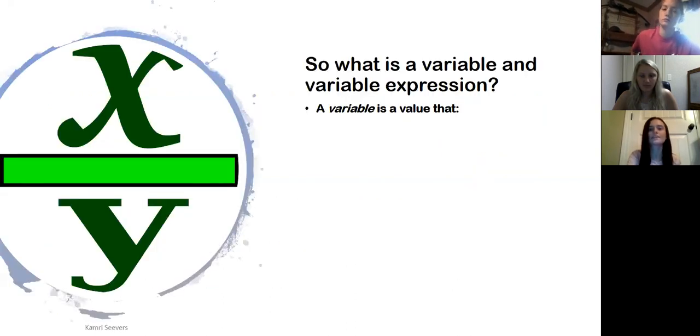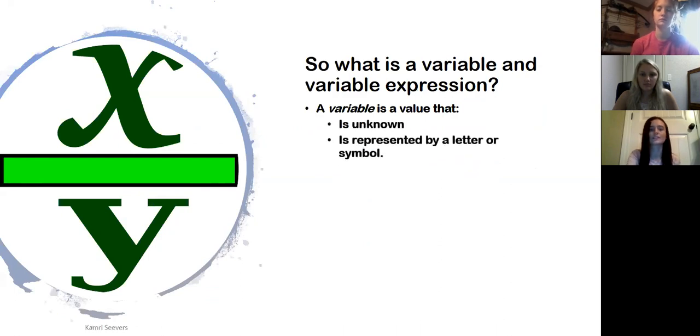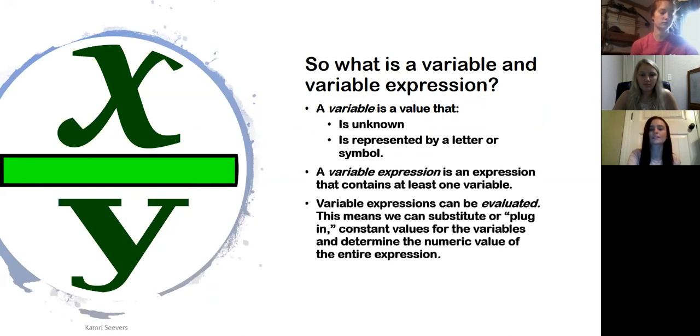So what is a variable in a variable expression? A variable is a value that is unknown and is represented by a letter or a symbol. A variable expression is an expression that contains at least one variable. Variable expressions can be evaluated. This means we can substitute or plug in constant values for the variables and determine the numeric value of the entire expression.